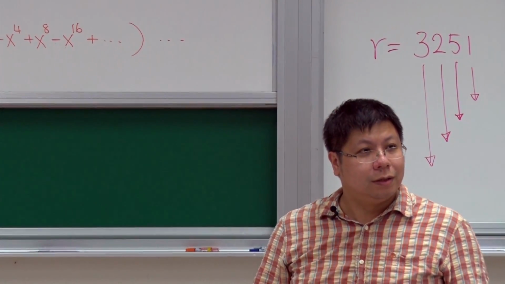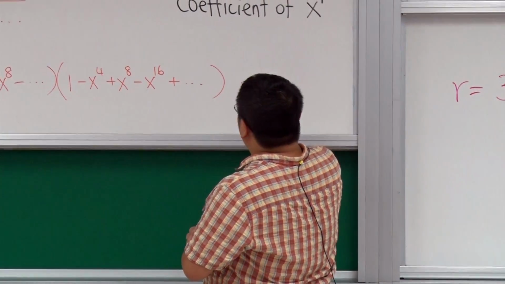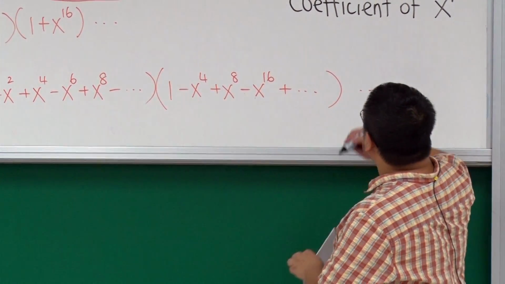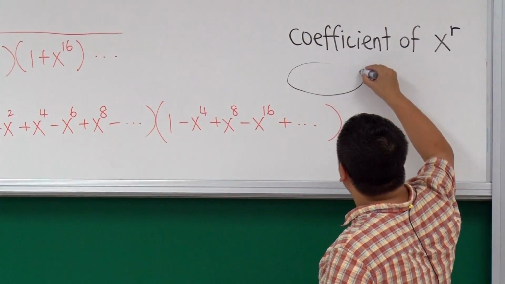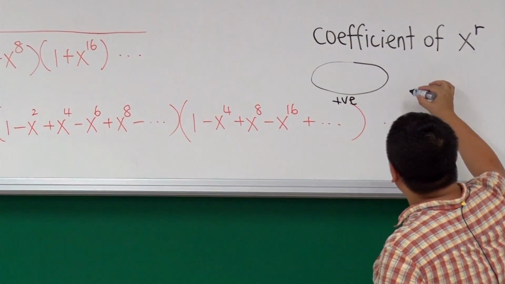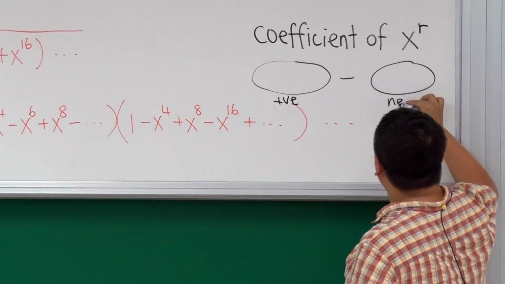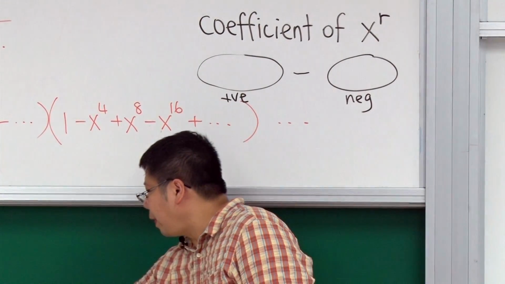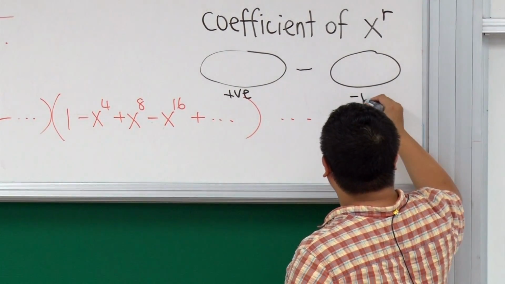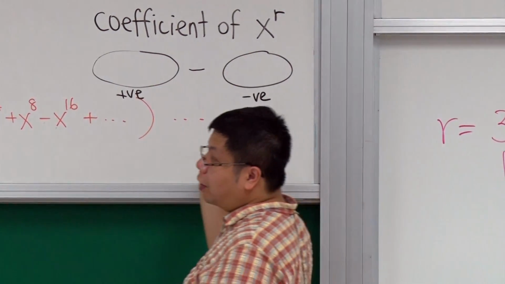So if you expand this, the coefficient of x^r, you can think of this as there are some positive terms, and then you want to minus some negative terms, right? Does that make sense? You have some positive terms that you come out.